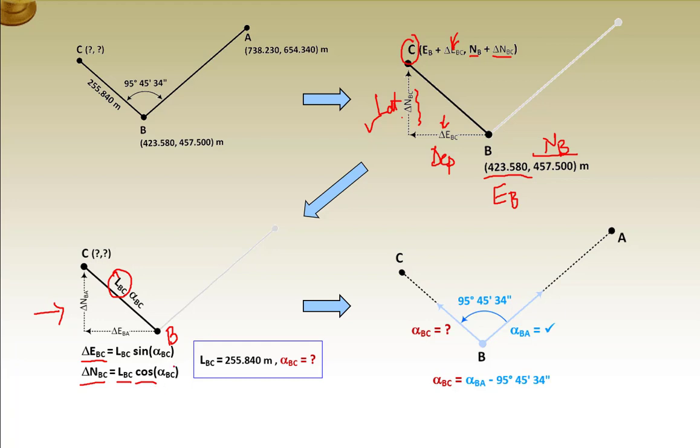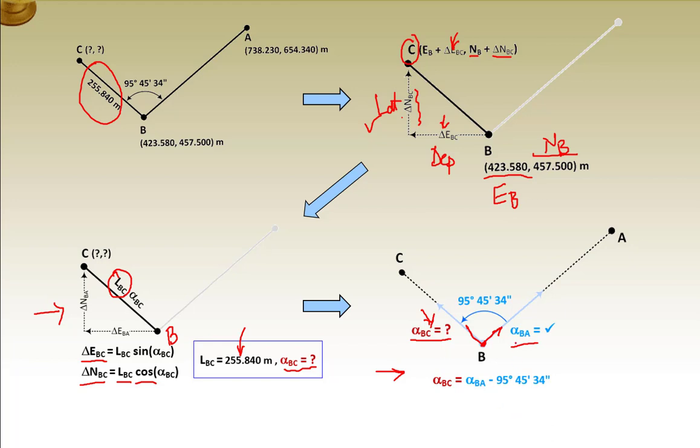Now, if you look at the problem, you will see that L is given as 255.84, but we do not have the azimuth. So where are we going to find the azimuth of line BC? If we look at the figure here, I'm changing the colors and the layout for better understanding. This is line BA, and it has an azimuth alpha BA, and we have the line BC, and it has an azimuth alpha BC. The alpha BC is the one that we need to calculate.